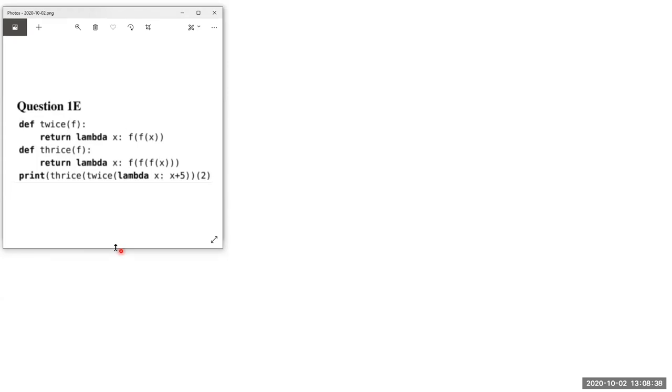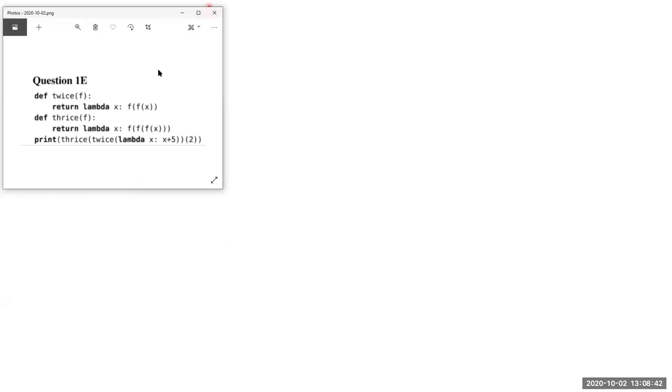Anyways, we have this question, 1e. We have two things, twice and thrice. Oh boy. Let's write it first. So I guess here we can identify the important brackets. These are the two important brackets, because these are the main outer brackets.